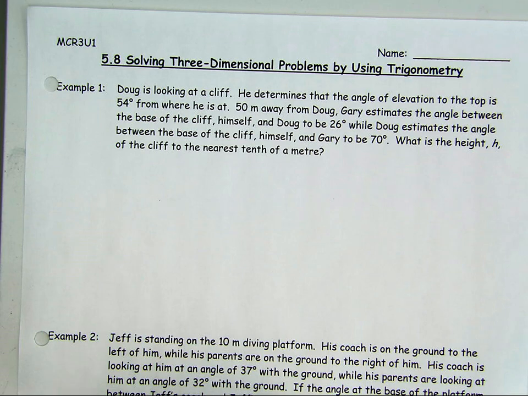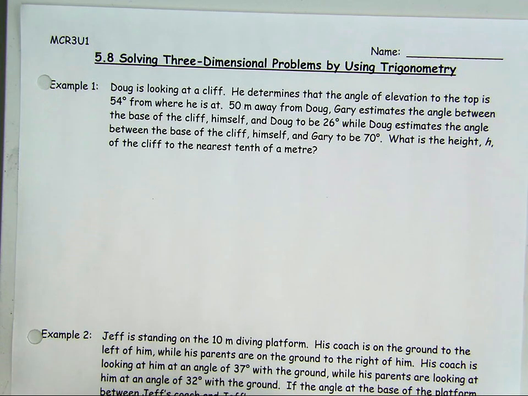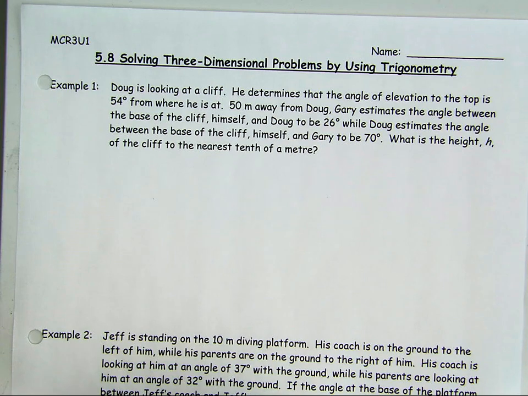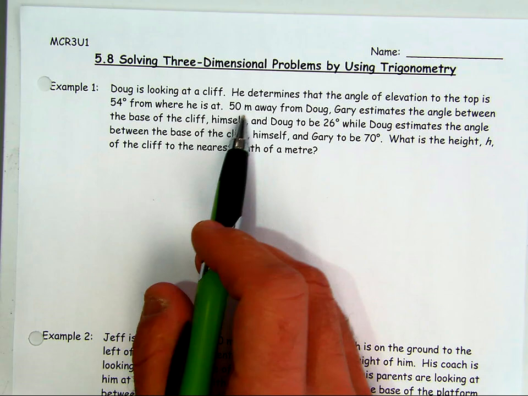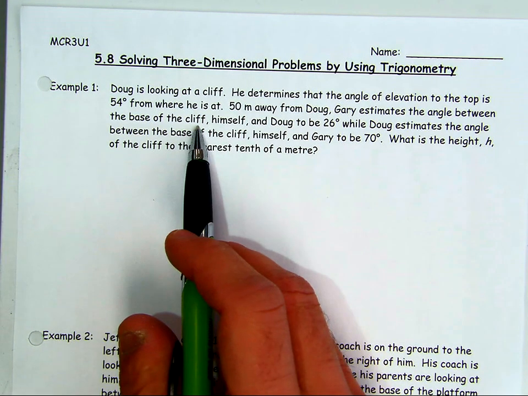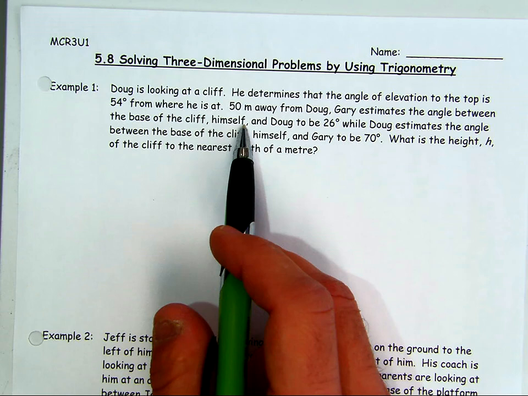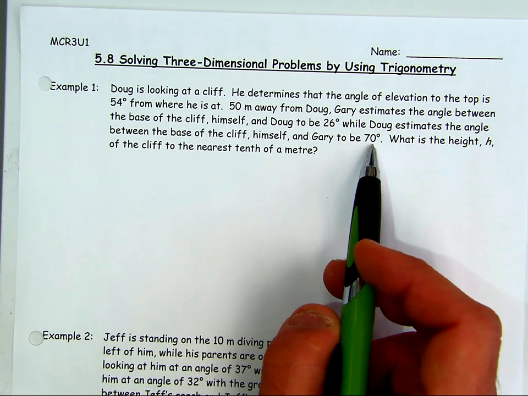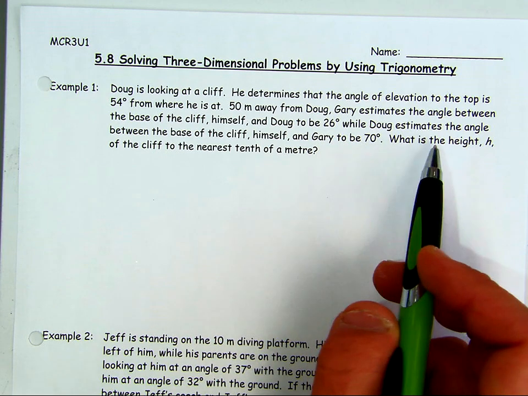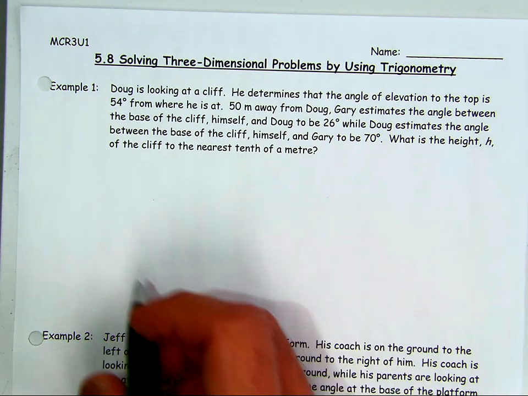It says, Doug is looking at a cliff. He determines that the angle of elevation to the top of a cliff is 54 degrees from where he is at. Then it says 50 meters away from Doug, Gary estimates the angle between the base of the cliff, himself and Doug to be 26 degrees, while Doug estimates the angle between the base of the cliff, himself and Gary to be 70 degrees. What is the height, h, of the cliff to the nearest meter? So let's take a look at this.